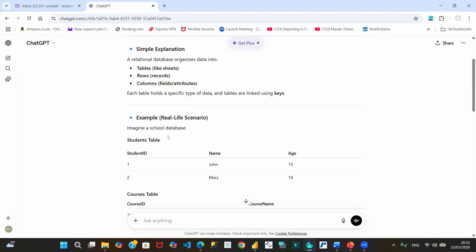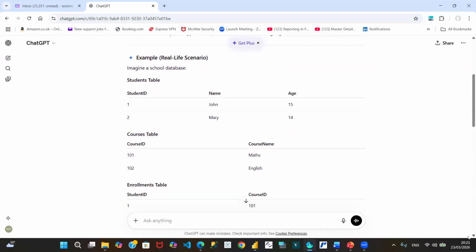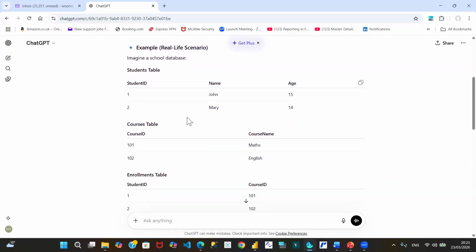Okay. So imagine a school database. This is another example to drive the point home very well for us. Student ID 1, their name is John, and they are aged 15. Student ID 2, their name is Mary, and they are aged 14. Now, this is the course that they are offered. On the table where the courses are recorded, course ID 101 is maths. Course ID 102 is English.